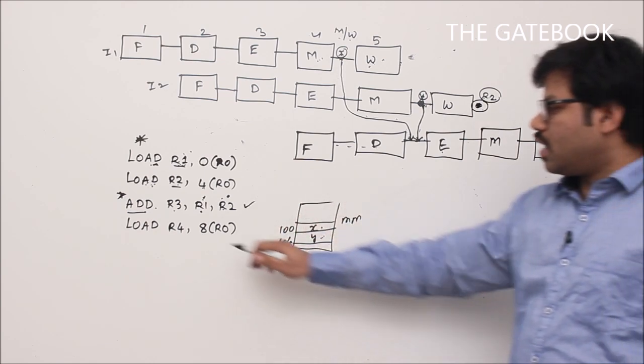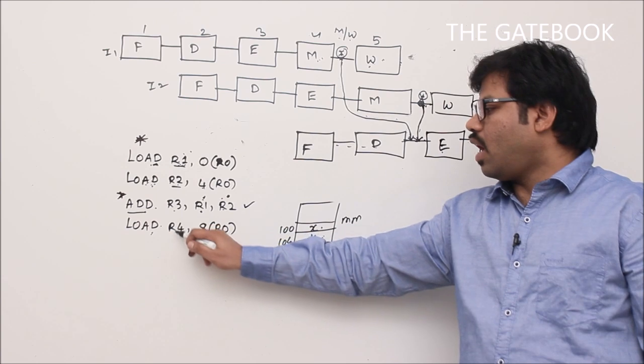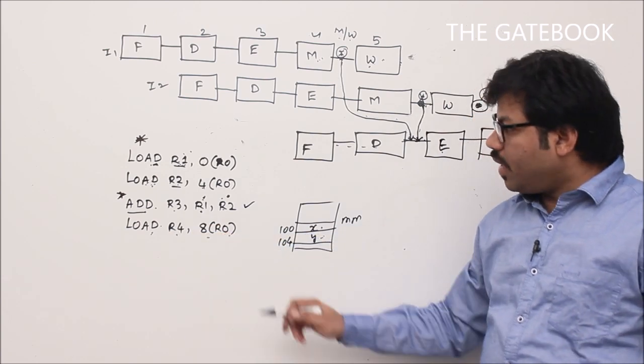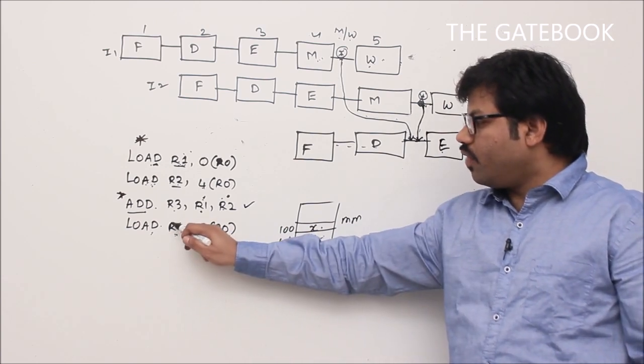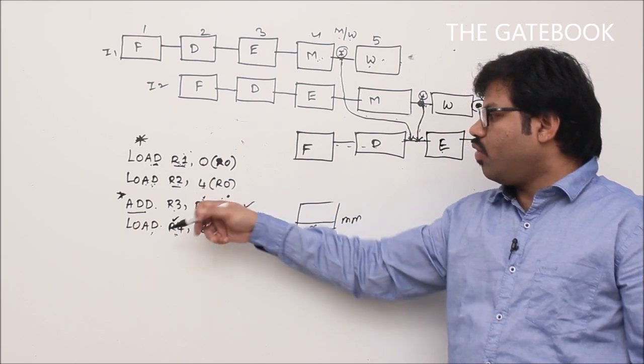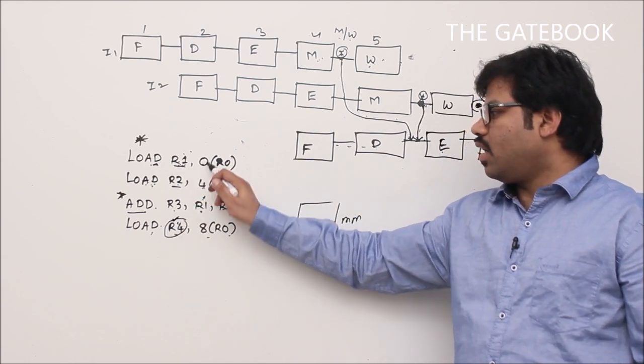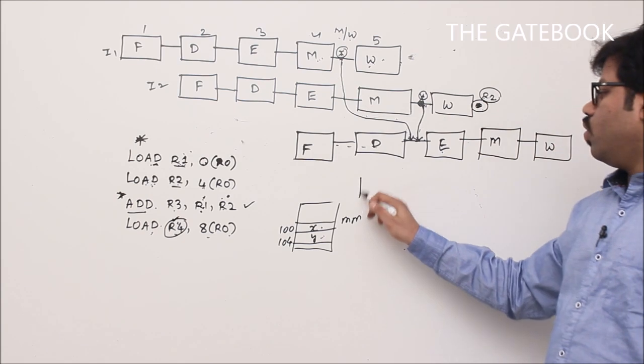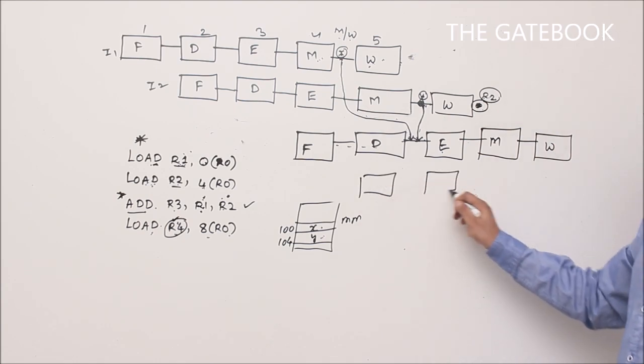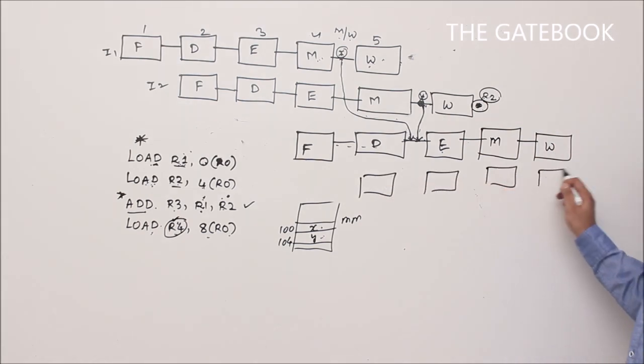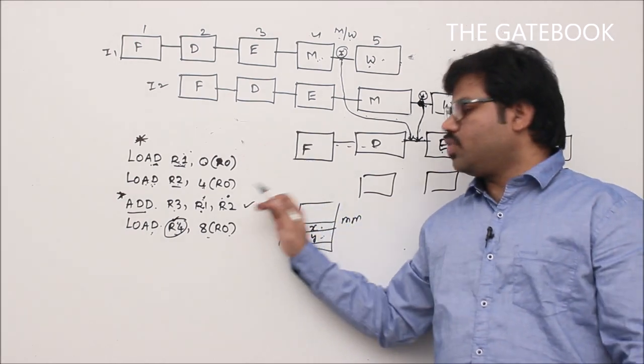Now we'll see the load instruction, the fourth one. Load R4, 8 of R0. See, we are loading into R4, but R4 is a different register that is not at all related to anything. Then there is no data dependency. Happily we can execute it. There will not be any problem, right? This is about executing these 4 instructions.